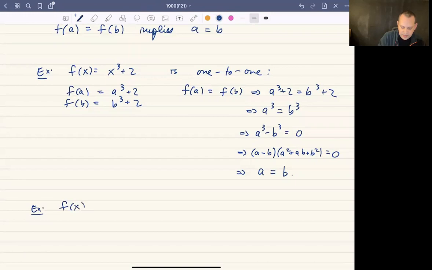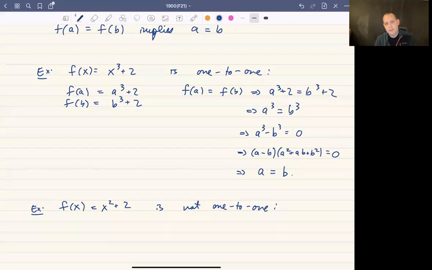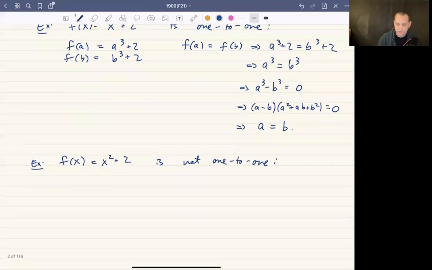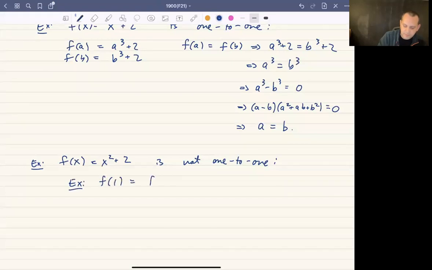The function x squared plus 2, on the other hand, is not 1-to-1. And there's a few ways that you can show that. You can try to set f of a and f of b equal, and see if you get a equals b. It turns out you will not, because what happens in this case is that you would end up with a squared equals b squared, and then a would be plus or minus b, not just b. But a better way to do this would be to find an actual counterexample. Let's see if we can think of two numbers where they have the same output, but different inputs.